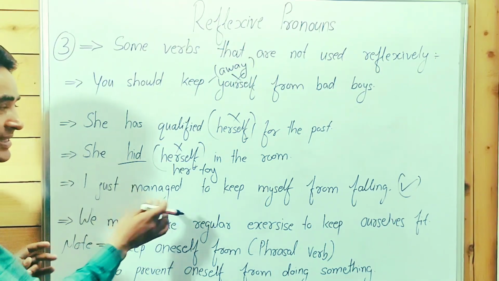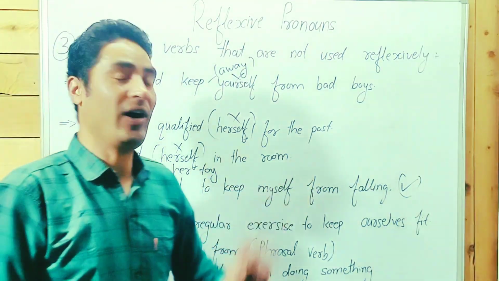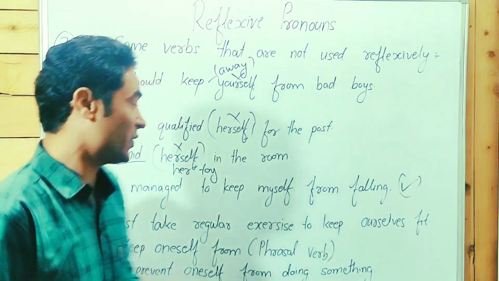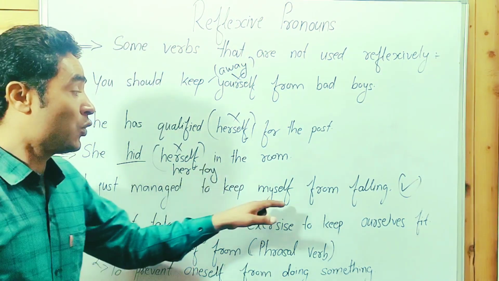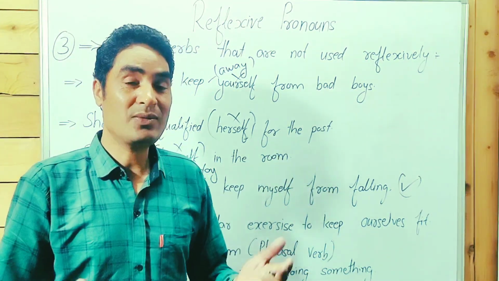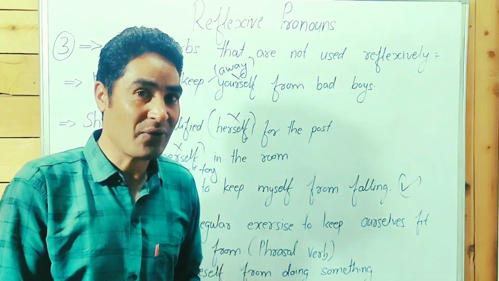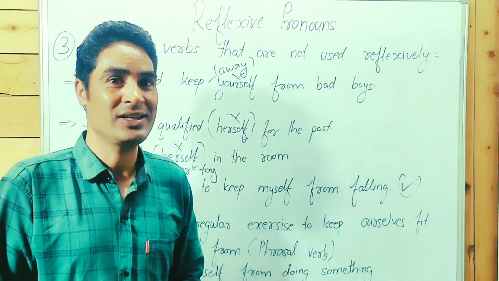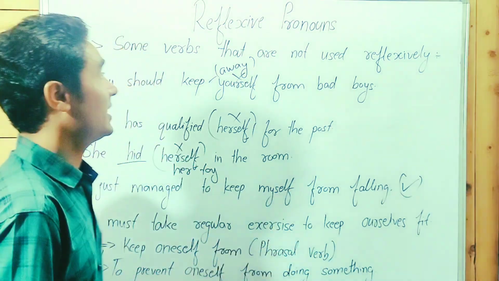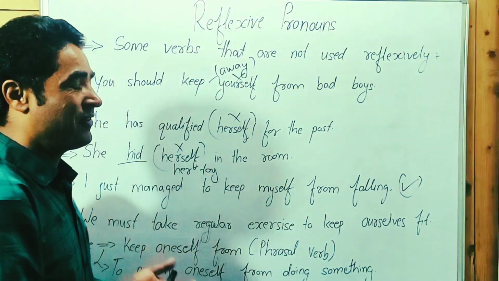I just managed to keep myself from falling. It's a correct sentence because we are talking about "to keep oneself from." It means to prevent oneself from doing something. It's a phrasal verb. I hope you understood. In the next slide, we will learn the fourth use of reflexive nouns.